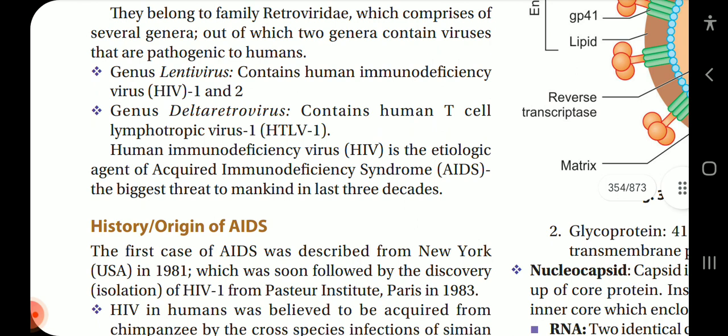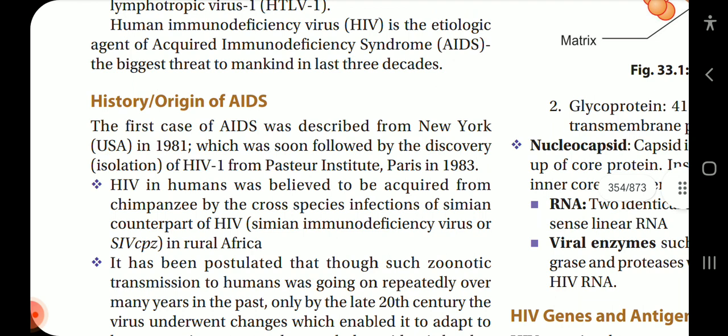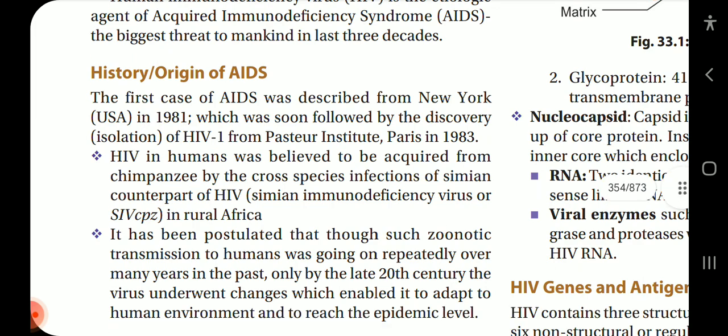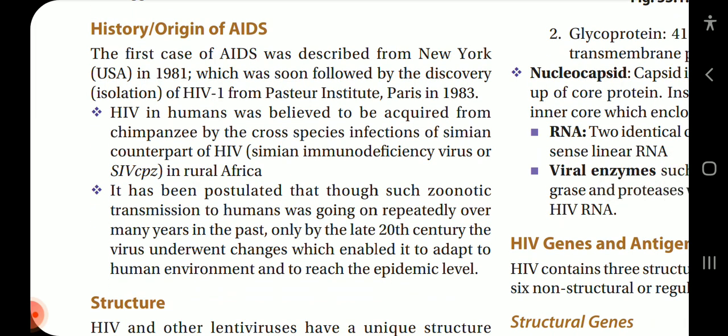Human immunodeficiency virus, HIV, is the etiologic agent of acquired immunodeficiency syndrome, AIDS, the biggest threat to mankind in the last 3 decades. Origin or history of AIDS. The first case of AIDS was described from New York, USA in 1981, which was soon followed by the isolation of HIV-1 from Pasteur Institute, Paris in 1983.